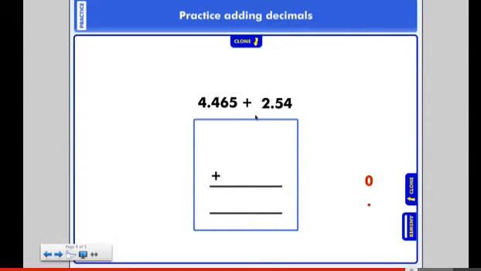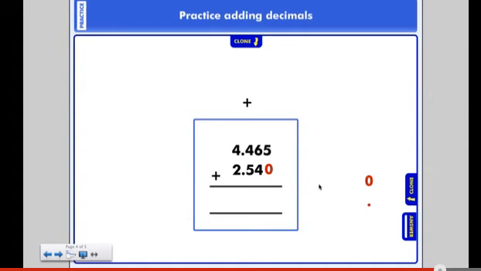Next, I need to line my numbers up so that they're lined up properly. Hopefully you rewrote the problem in your notes. Okay, so I've got 4 and 465 thousandths, and I'm adding 2 and 54 hundredths to that. I need to make sure I've got each place value lined up, which means my decimals should be right over each other. Now, remember when I talked about having those empty places? This number doesn't have any thousandths, so we're going to use zeros as placeholders.